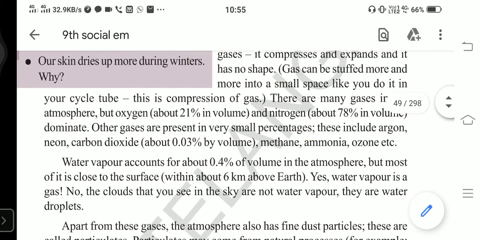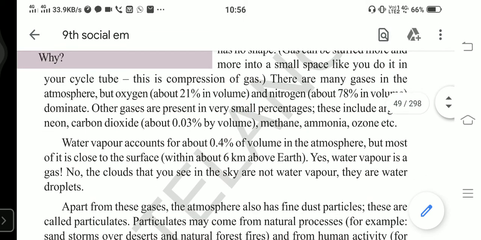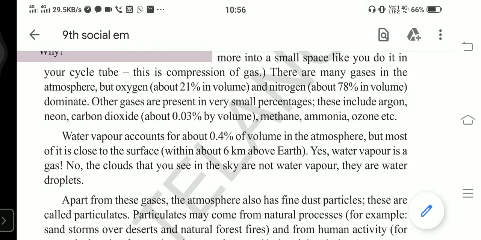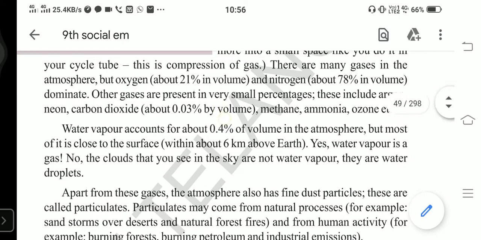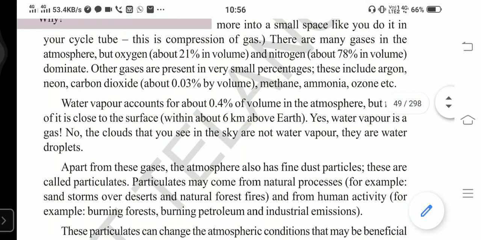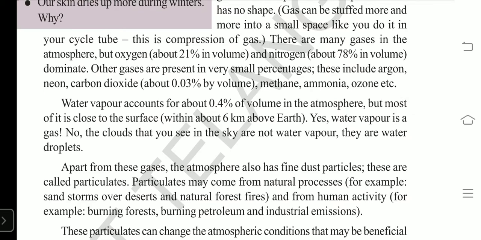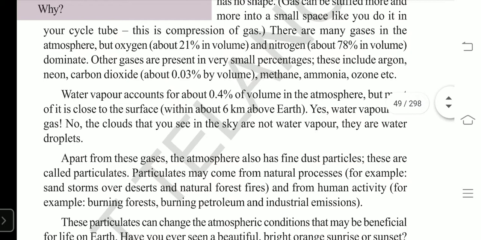Dear students, water vapor also is a gas. Understand? It is not water, it is not in liquid status. Water vapor is present in the atmosphere in the form of gas. So water vapor is a gas. So it is 0.4 percentage. 0.4 percentage of water vapor is present in the atmosphere, and this water vapor, which is a gas, is present around the earth's surface to a height of 6 kilometers. Moving from the earth's surface to 6 kilometers, we find water vapor.